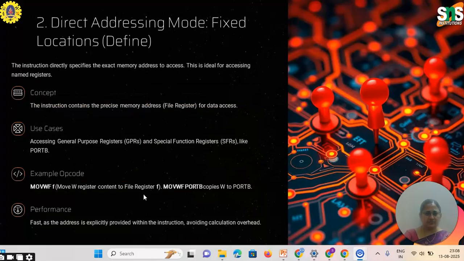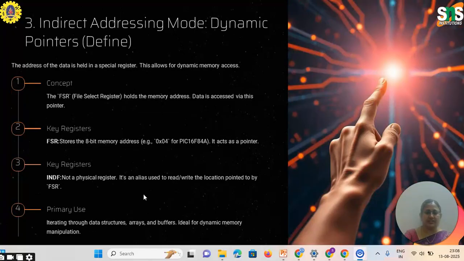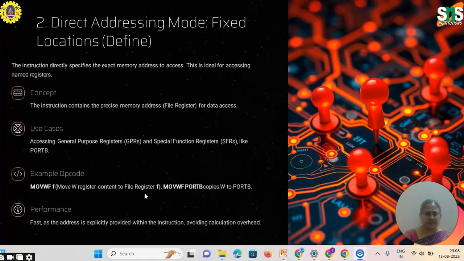The second one is the direct addressing mode, defined as fixed locations. The instruction directly specifies the exact memory address to access, so this is ideal for accessing registers. The concept behind direct addressing mode is that the instruction contains the precise memory location for data access. Use cases are accessing general purpose registers, that is GPRs, and special function registers, SFRs, like PORTB, PORTA and PORTC.